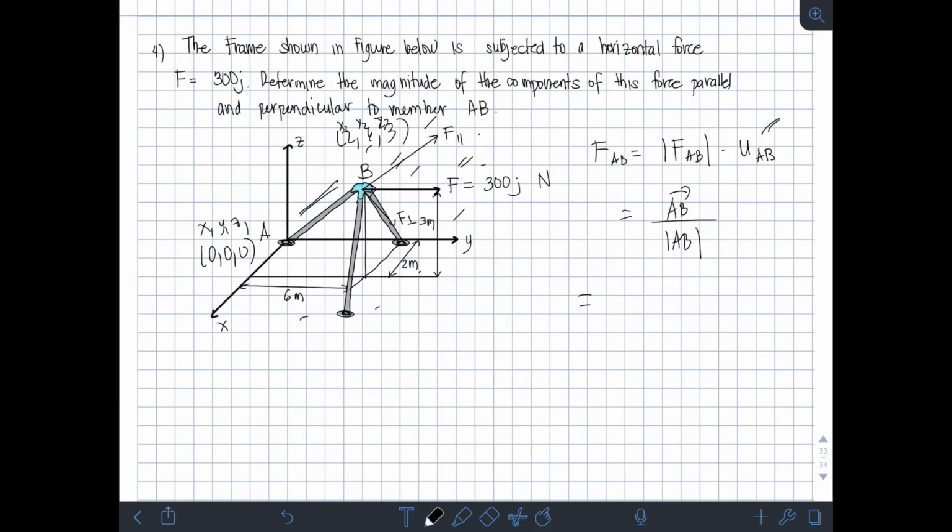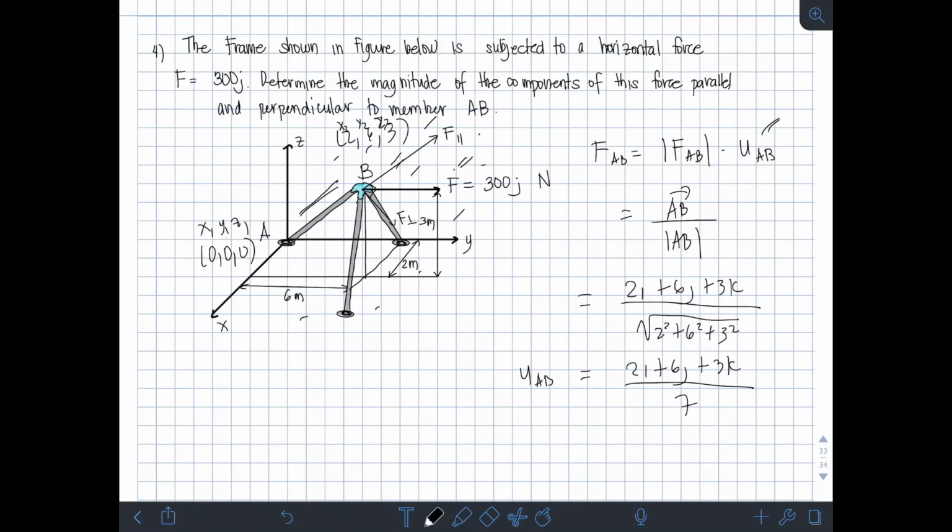This is X2, Y2, Z2, and this is X1, Y1, Z1. Actually, because it's the origin, when we subtract x1, y1, and z1 from x2, y2, z2, it's always still 2, 6, and 3. So it's 2i plus 6j plus 3k over the magnitude, 2 squared plus 6 squared plus 3 squared. Right? So we have 2i plus 6j plus 3k over the square root of 2 squared plus 6 squared plus 3 squared, which is 7. Okay? So this is the unit vector in the same direction as member AB.